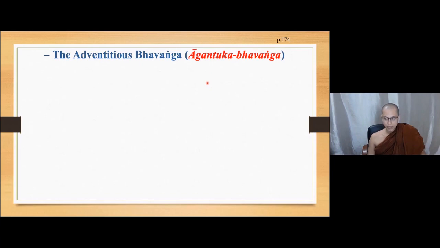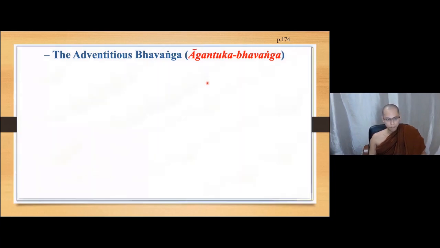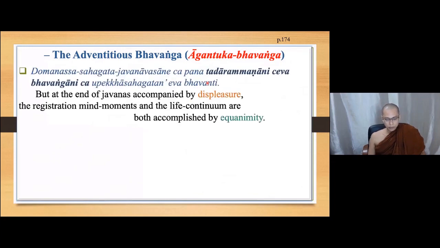Well, let's see the text about the agantuka bhavanga. On page 174, you can see the Abhidhamma Sangaha text. Domanassa sahagata javanavasani. Here, Javana and Avasana become Javanavasana. This is Pali study. So Avasana is the end. So Domanassa sahagata javanavasani here refers to at the end of Javana accompanied by displeasure. This is the meaning of Domanassa sahagata javanavasani.